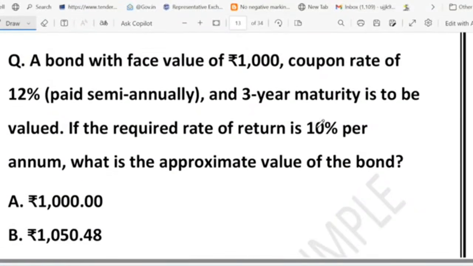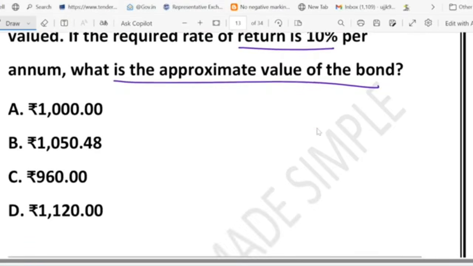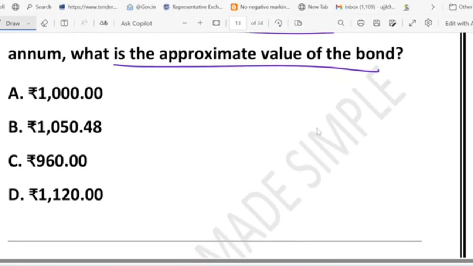Now friends, have a look at this question. Many questions are asked from bonds, right? In this question, they have provided data like: face value 1,000 rupees, coupon rate 12% paid semi-annually, 3-year maturity, and the required rate of return is 10%. They have asked you to calculate the value of the bond. So friends, how do we calculate the value of the bond? First of all, what is the face value? Face value is 1,000. What is the coupon rate? Coupon rate is 12% annually.